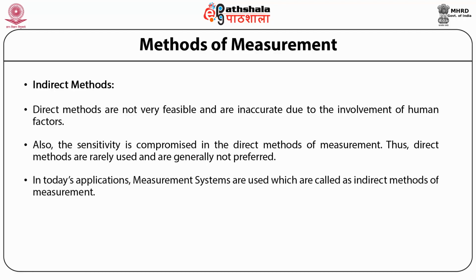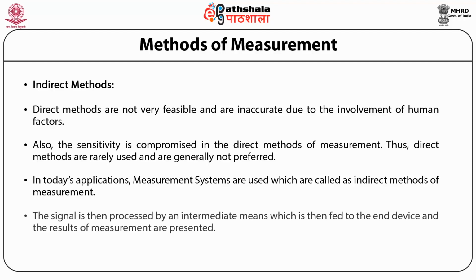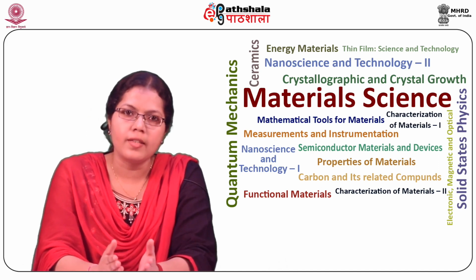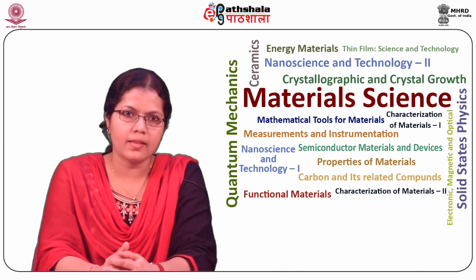In today's applications, measurement systems are used which are called indirect methods of measurement. These consist of transducing elements which convert the quantity to be measured into an analogous form. The signal is then processed by an intermediate means which is then fed to the end device and the results of measurement are presented. So students, let us see the errors in measurements and their statistical analysis.